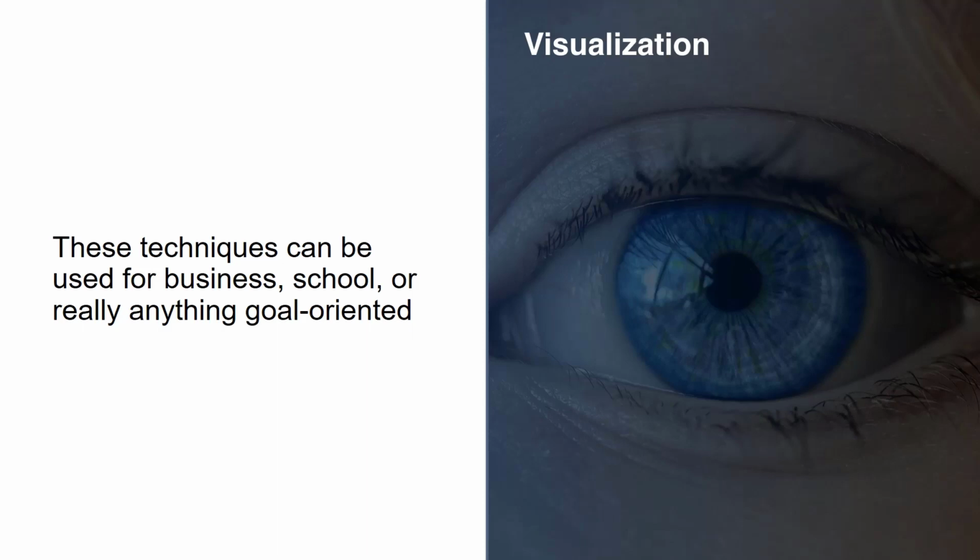In reality, it's just the process of using your mind's eye to see yourself performing something successfully or envisioning a desired outcome prior to it actually happening. It is also often referred to as positive mental imagery in some circles.